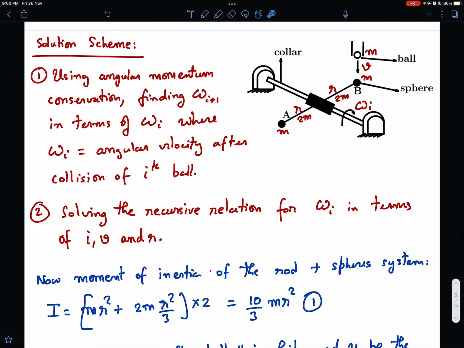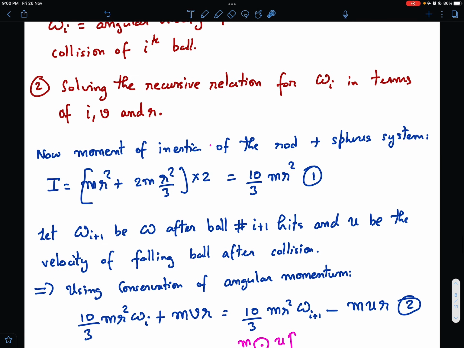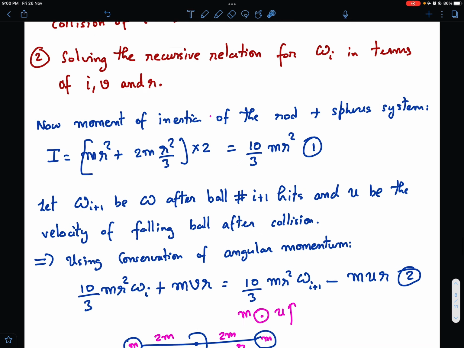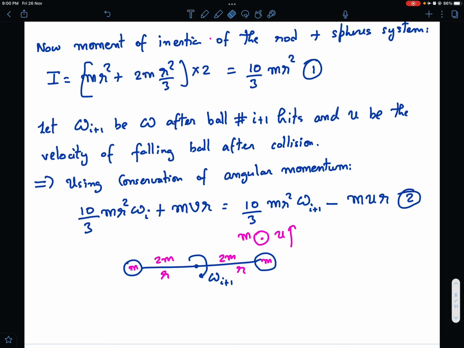Okay, now let's talk about the conservation of angular momentum. So let omega I plus 1 be omega after ball number I plus 1 hits, and u be the velocity of the falling ball after collision. Let me correct the direction of this one. I should have shown this in the downward direction. So let's say u is like this. It doesn't matter, you could even take upwards, but it's quite possible that even after collision this ball is moving downward. It's quite possible because relative to the colliding sphere the velocity is to reverse, so it may or may not reverse in the ground frame. So it's fine even if you take it downwards or upwards. You'll get the sign value accordingly.